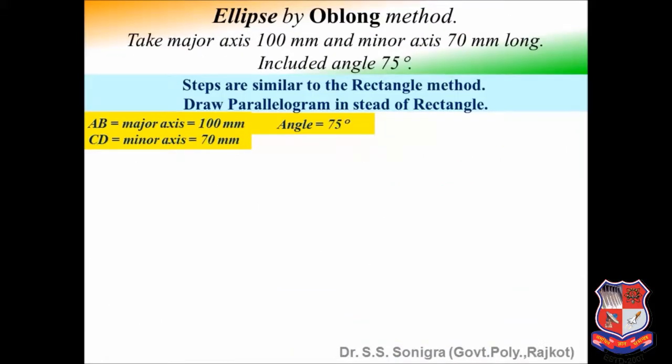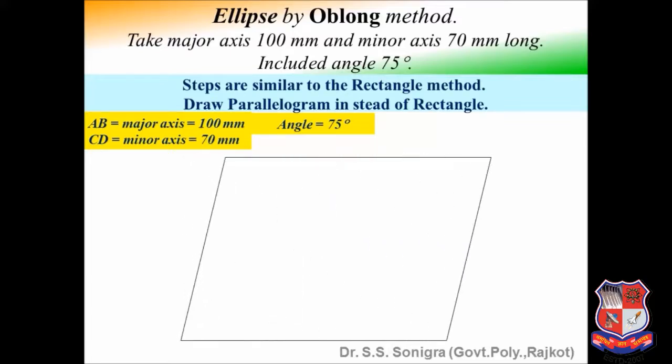Now draw an ellipse by oblong method. The data is given like this. Included angle is 75 degrees, major axis 100 mm, minor axis 70 mm. So first of all, draw the given parallelogram with the given dimensions. Say 75 degrees is the included angle. The method is same as rectangle method. Divide the given parallelogram into equal 4 parts and draw its axes AB and CD. And point E same as our rectangle method.